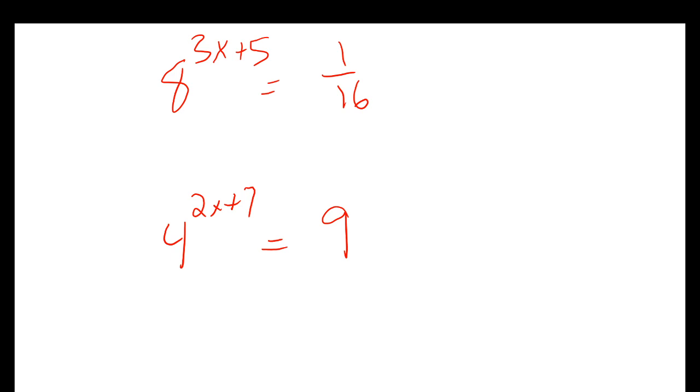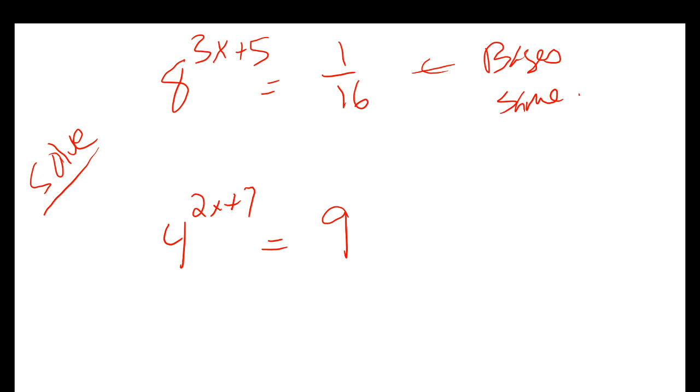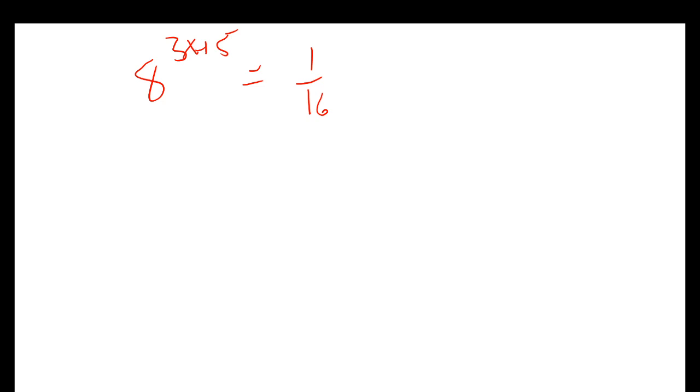All right. So how do we do these? First of all, let's look at the difference between the two problems, because they're both going to say solve, but the way the answer is presented is going to be entirely different. To solve this one, you're going to get the bases to be the same. To solve this one, you're going to use logarithms. For this one, where you have 8 to the 3x plus 5 equals 1 over 16, you can say that 8 is 2 to the third and 1/16 is 2 to the negative 4.